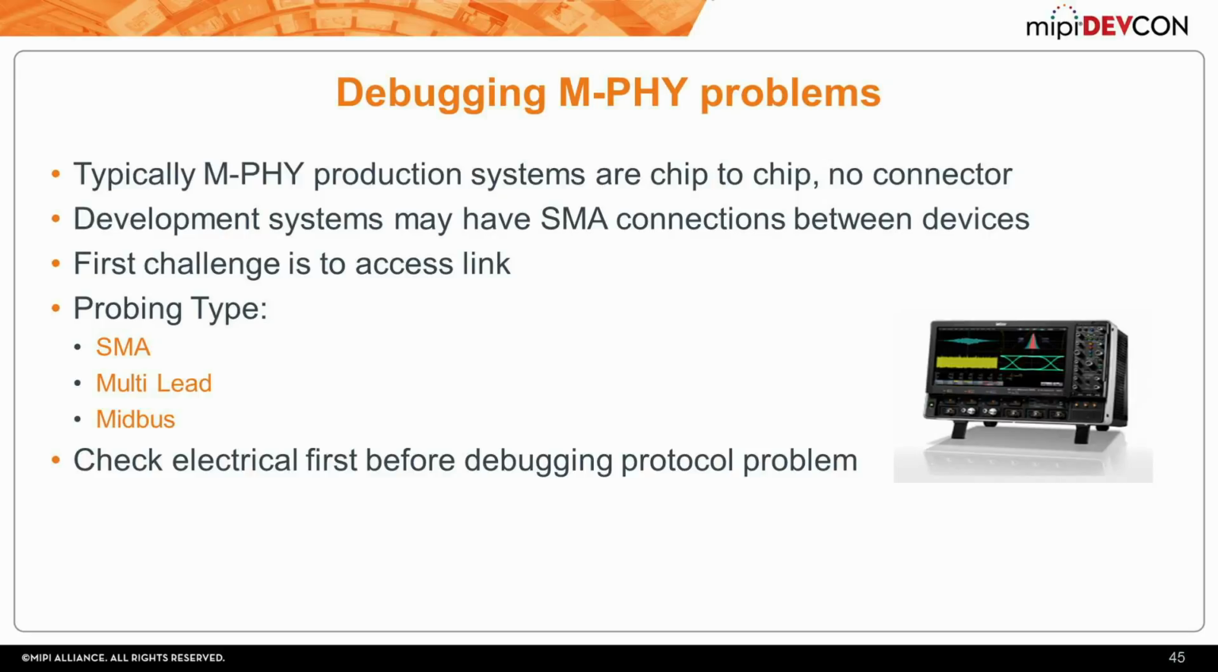How do you connect a probe to it? So you could have SMA, you could have a multi-lead or a flying lead type solder down probe, potentially a mid-bus type footprint, but realistically the size of the systems is not really going to allow that. As I said before, check the electrical before you do the physical, before you try and do any protocol.